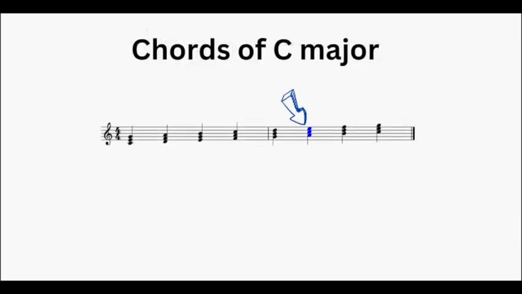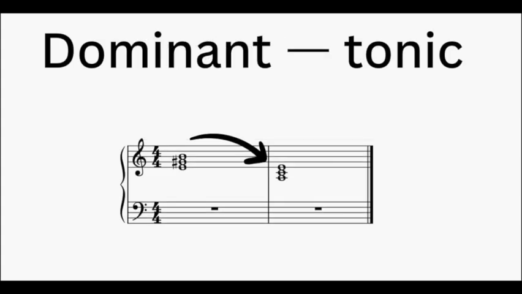The 6th chord in our key of C major is A minor. The dominant chord of A minor is E major. The perfect cadence there is E major to A minor, 5-1. And again, we could borrow this E major chord and put it in our key signature of C major.